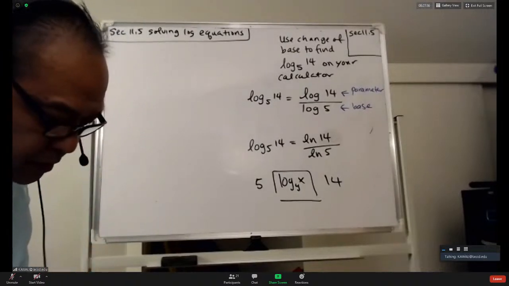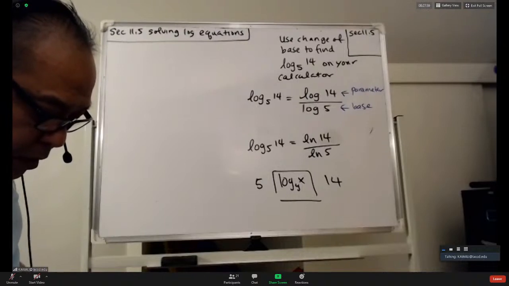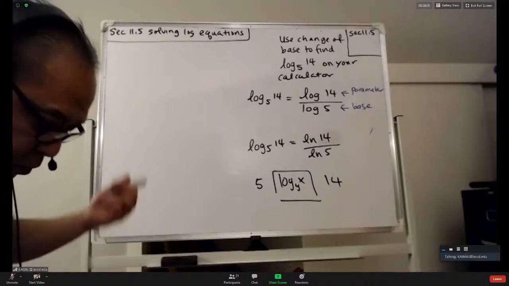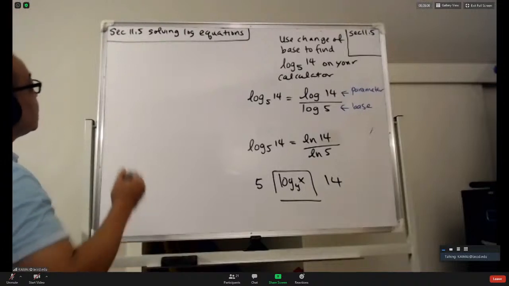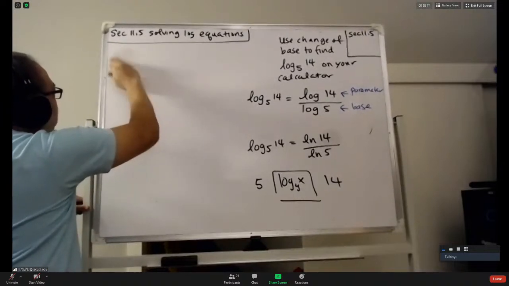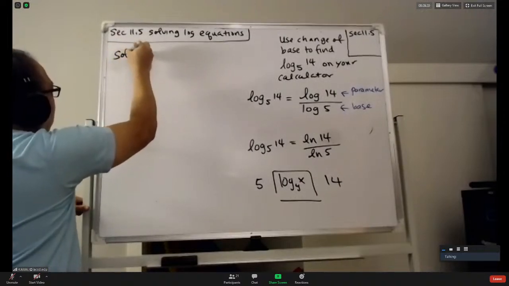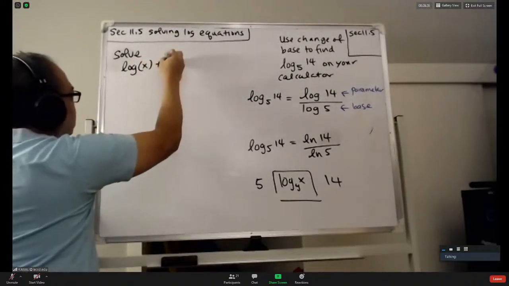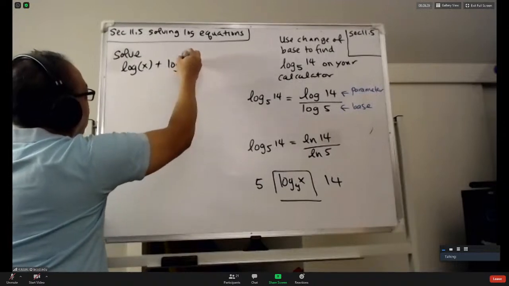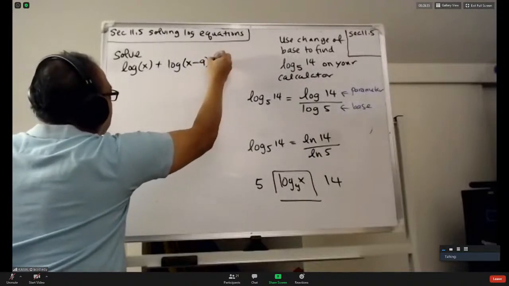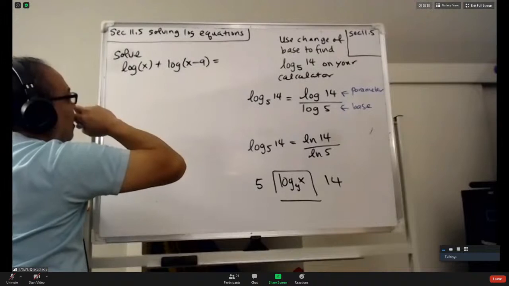Okay. Now there are two main problems that I will especially push on. So let's look at something that looks like this. Solve log x plus log (x minus 9) is equal to 1.